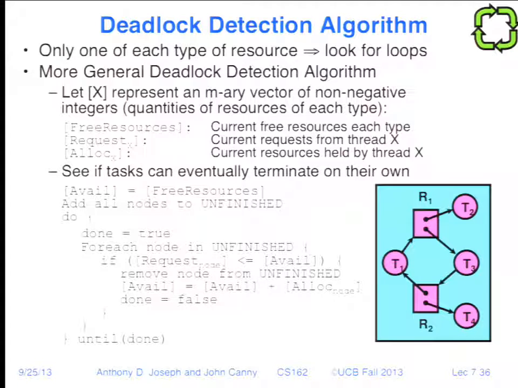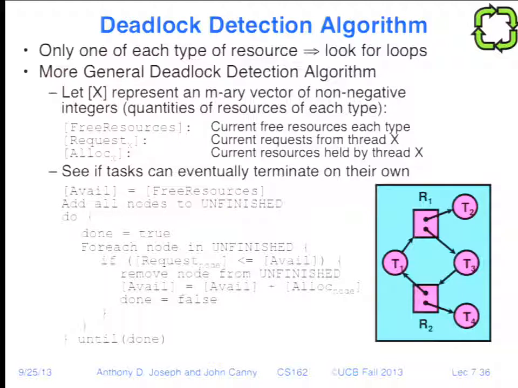Increment the set of available resources by what you had allocated to that node. So that's simulating releasing those resources. And you set a flag to say that you're not done yet. But you basically go back to the do loop and reset that flag.